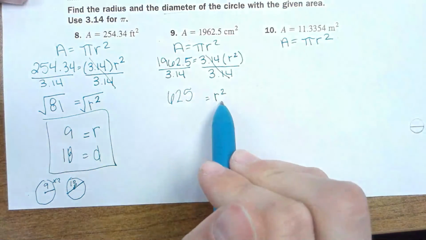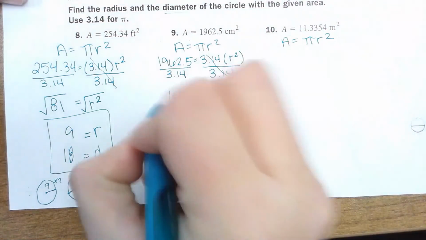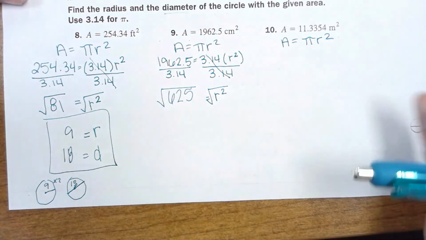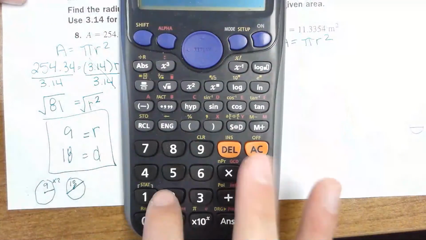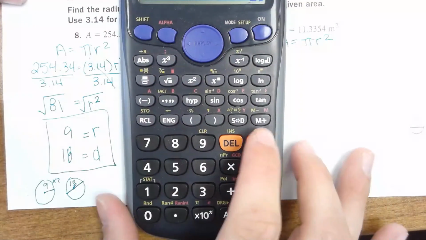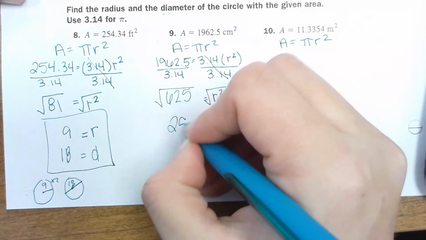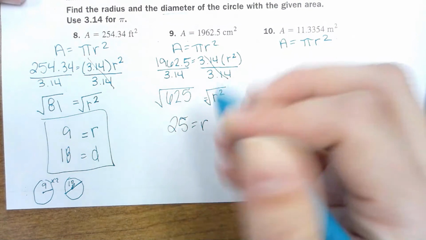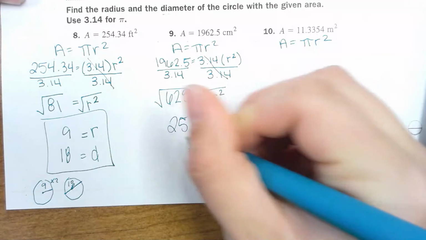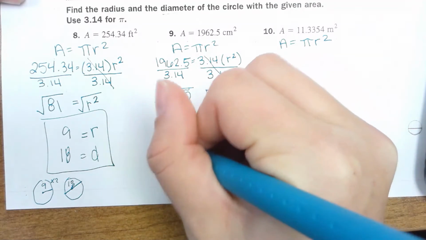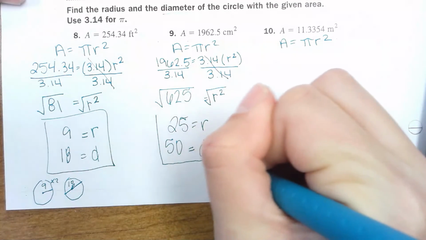And then to get r by itself, you have to get rid of that squared sign. So the opposite of squaring something is square rooting. So if we were to take the square root of 625, we get 25. So 25 would be your radius, and then remember, if they also want the diameter, just take that 25 times 2, and your diameter would be 50.